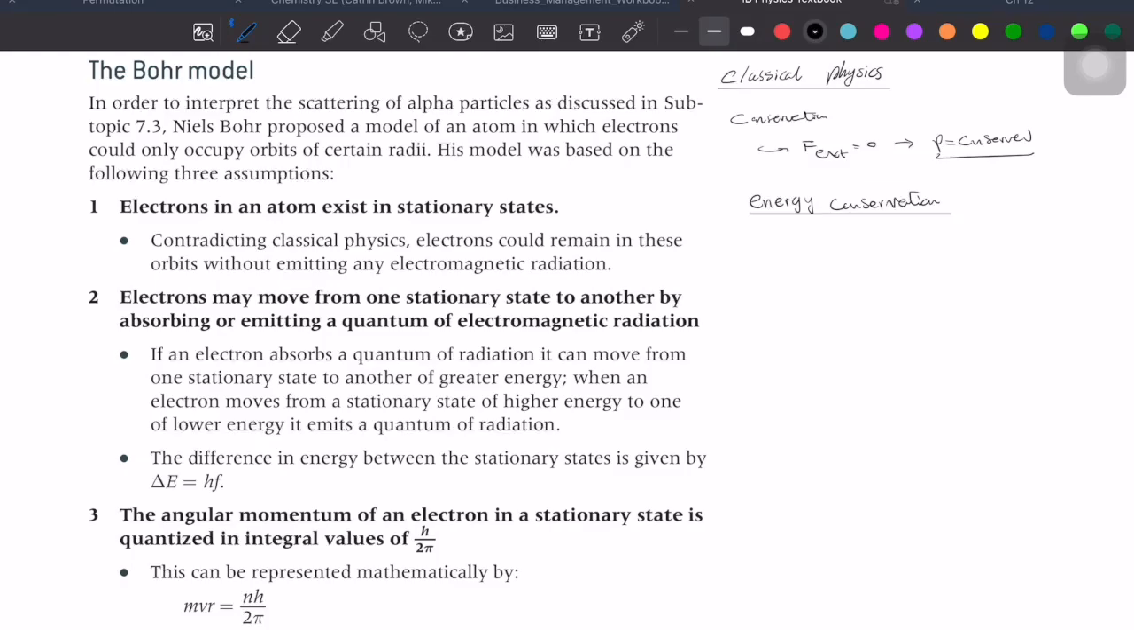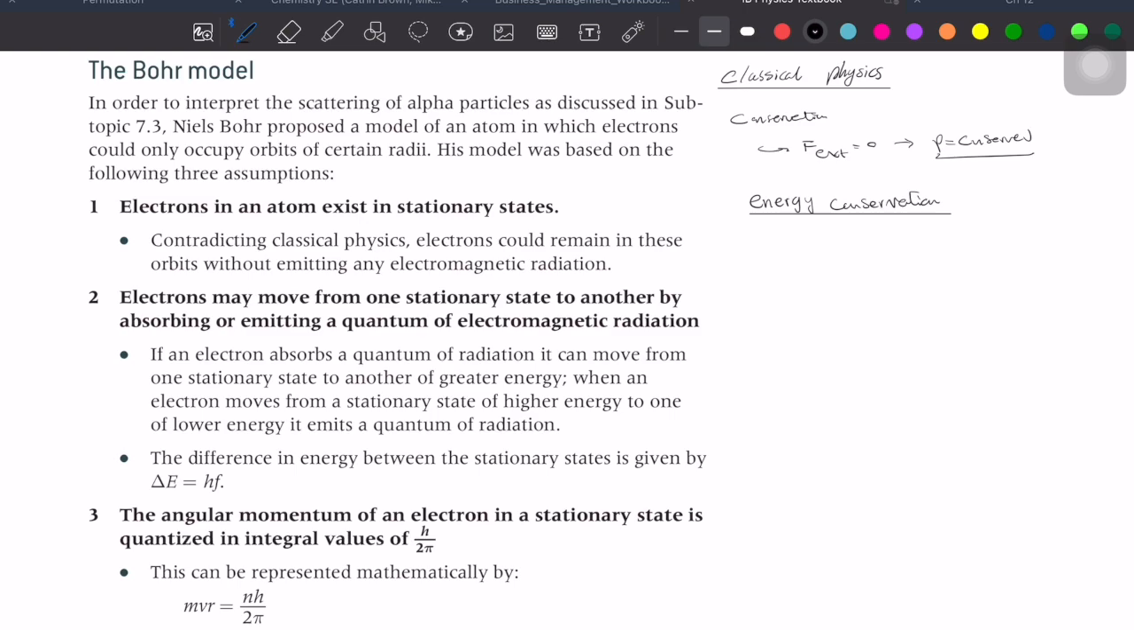Right, so now I'm going to talk about the Bohr model. Niels Bohr proposed a model of an atom in which electrons could only occupy certain orbits, orbits of certain radii. And his model was based on three assumptions.